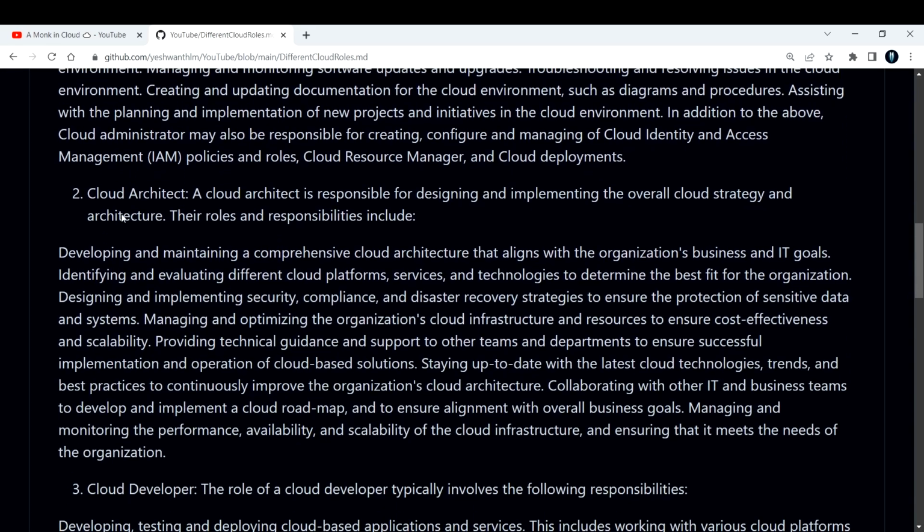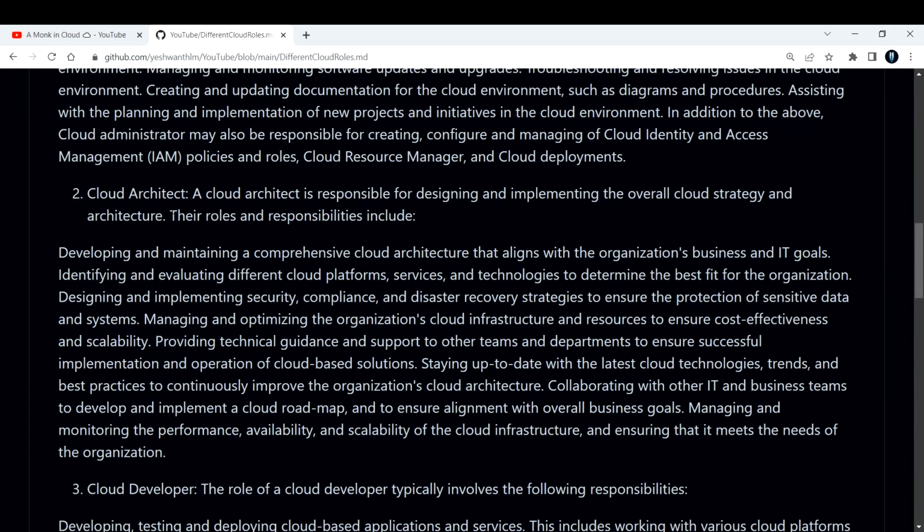All right, so next let's get into cloud architect. A cloud architect is responsible for designing and implementing the overall cloud strategy and the architecture. Let's say you are a new startup and you want to scale your business. If you want to do that, you should know how to scale your business in terms of economy and also in terms of the infrastructure, right?